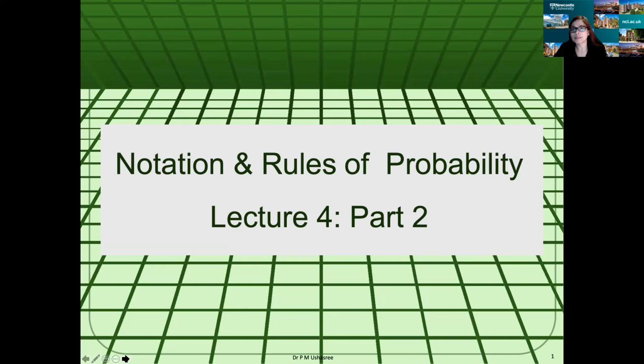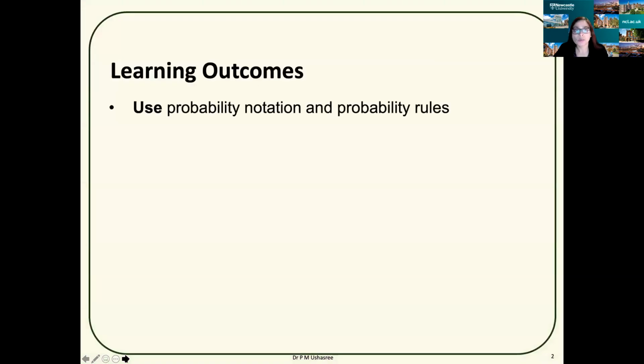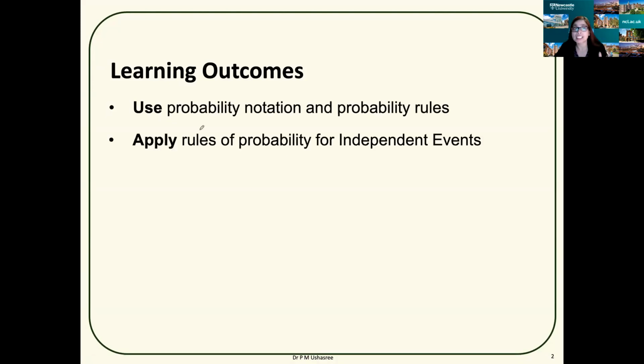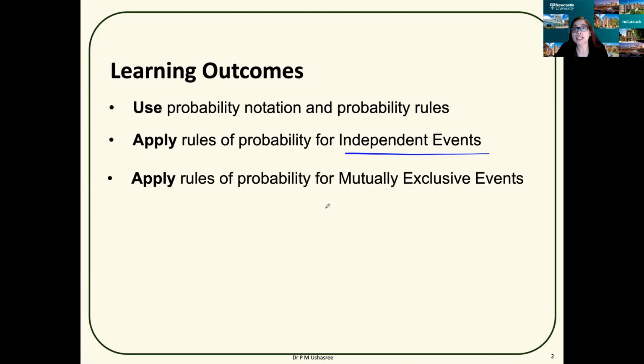We are in part 2 of the lecture. We're going to continue from where we stopped in probability from part 1. So what are the learning outcomes? By the end of this week, you should be able to use probability notation and the probability rules for solving probability problems, especially applying the rules for independent events and mutually exclusive events.